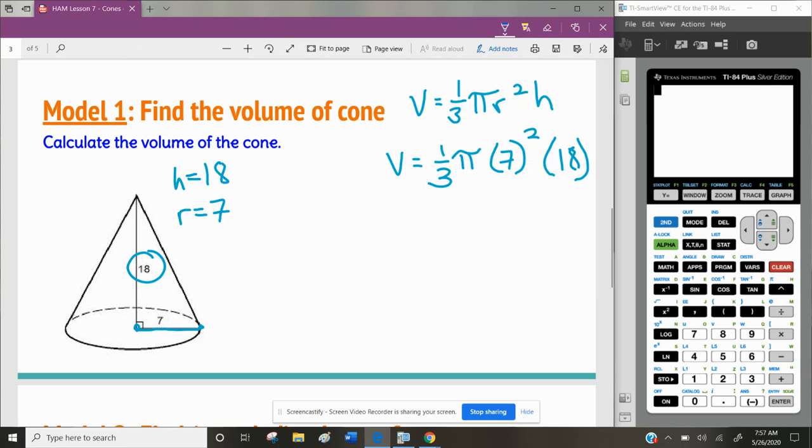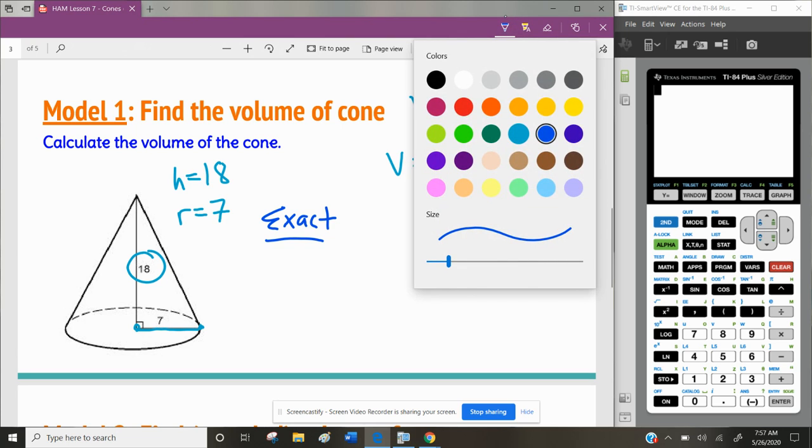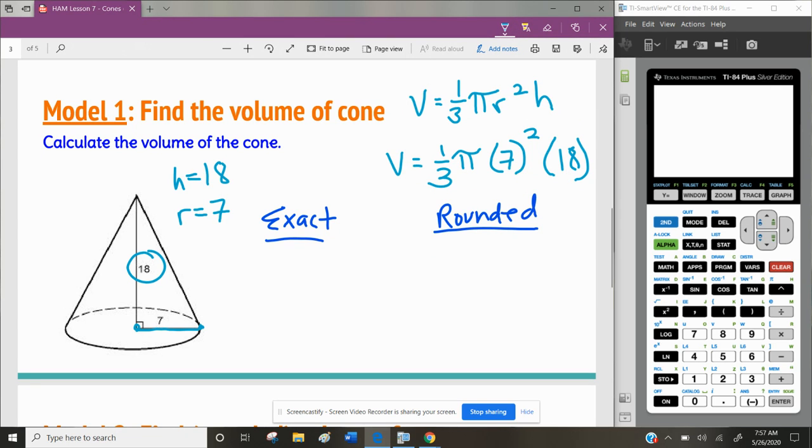So I'm going to represent two answers here, because since we know we have pi, which is irrational, we can represent this volume as exact, or we can represent this volume as rounded. So remember, if it's exact, that means we're not going to push the pi button in the calculation. So all we would do in our calculation is the 1/3, 7 squared, and the 18. So 1 divided by 3 times 7 squared times 18. So we get V equals 294.